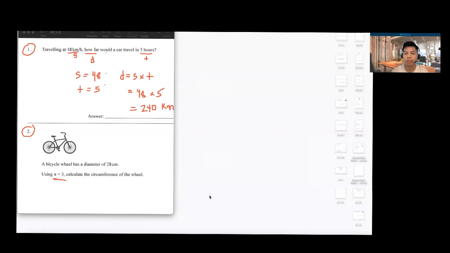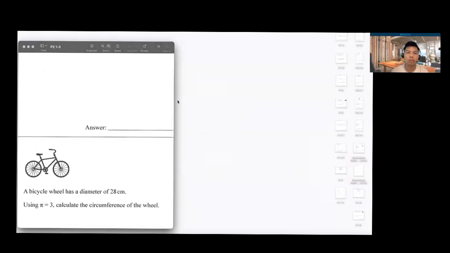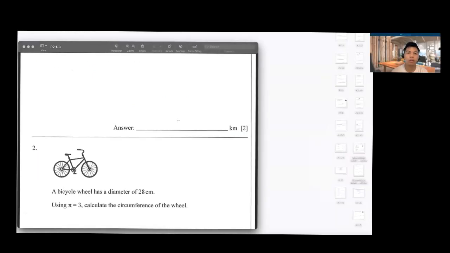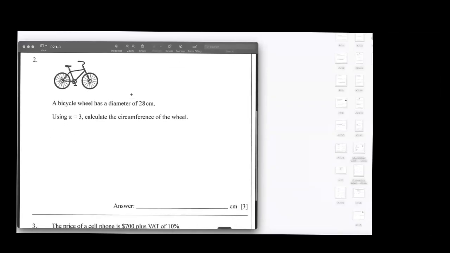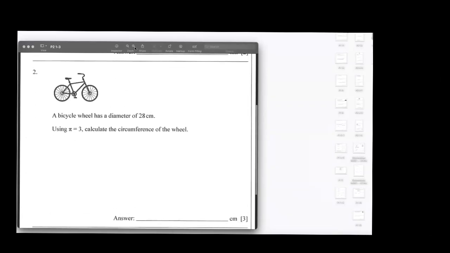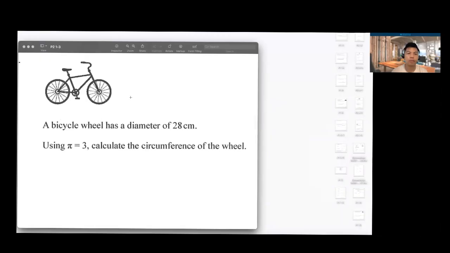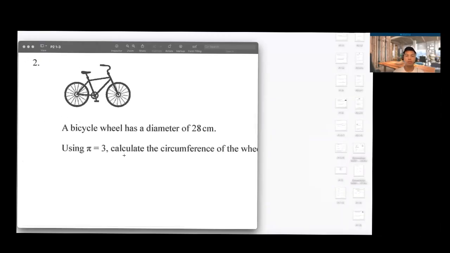Maybe I need to make this bigger. Is it too small for you? Yeah, I can make that bigger. Is this okay now? Yes. All right. So this is the number 2 problem.